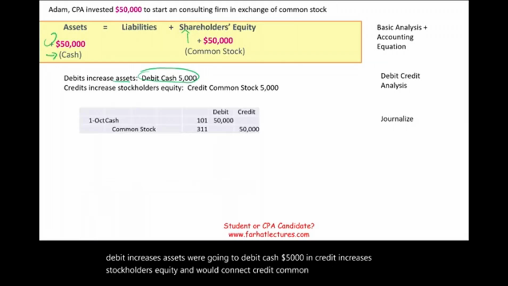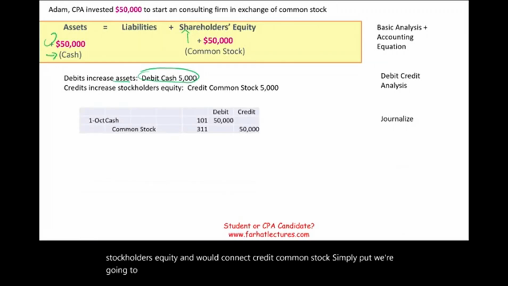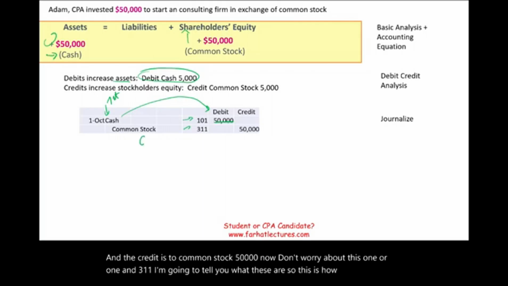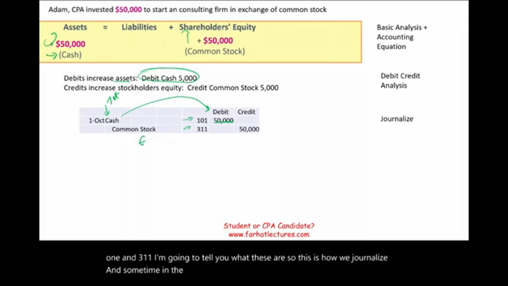Simply put, we're going to journalize. When we journalize, whatever we are debiting is listed first. Therefore, we list cash first because it's the account being debited in this transaction. We're going to debit cash $50,000, and the credit is to common stock $50,000. Now, don't worry about this 101 and 311. I'm going to tell you what these are. So this is how we journalize. Sometimes in the real world, you put an explanation. On the CPA exam, sometimes you might have to put an explanation. Simply put, Adam invested money to start the business. That's basically an explanation.